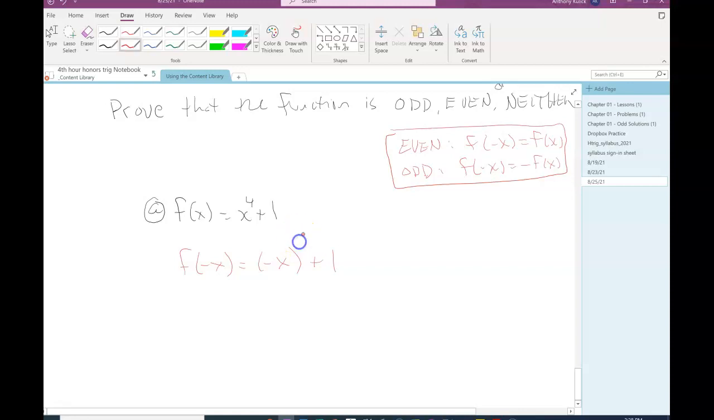If I take a negative and raise it to the fourth power, what do I get? A positive. And if I look at that, x to the fourth plus 1 is the same thing as what I started with. So that has to be just f of x. So what have I shown here? f of negative x is equal to f of x. So I know that this is therefore an even function.